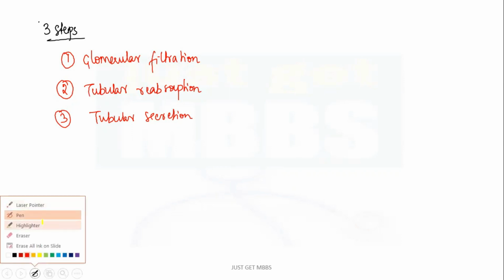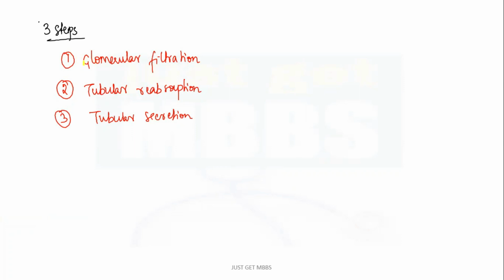Second is tubular reabsorption. We have seen enough about the reabsorption and the functions of tubules. And the third one is tubular secretion. Sometimes a question can go very simple, like they can ask you to mention the three steps in a particular order. We cannot expect what mindset the examiner has. So: glomerular filtration, tubular reabsorption, and tubular secretion.